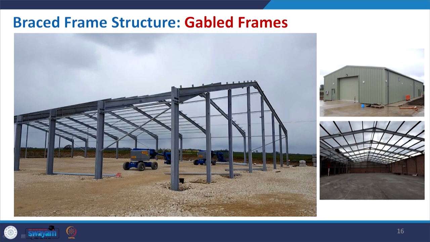Now, these are another two pictures where you can see a structure under construction and how it is being made, in a very enclosed form. These are portal frames, the gable frames, where the main difference is that you have a peak on top of it. So this is also helpful.